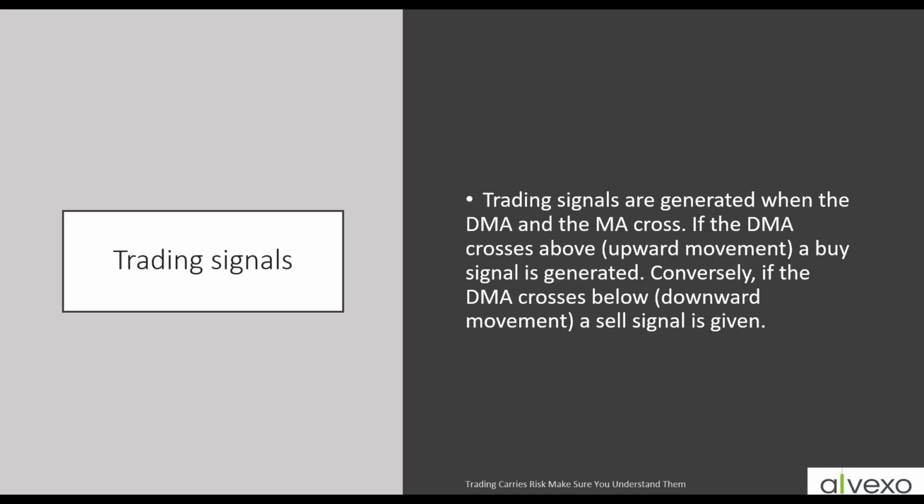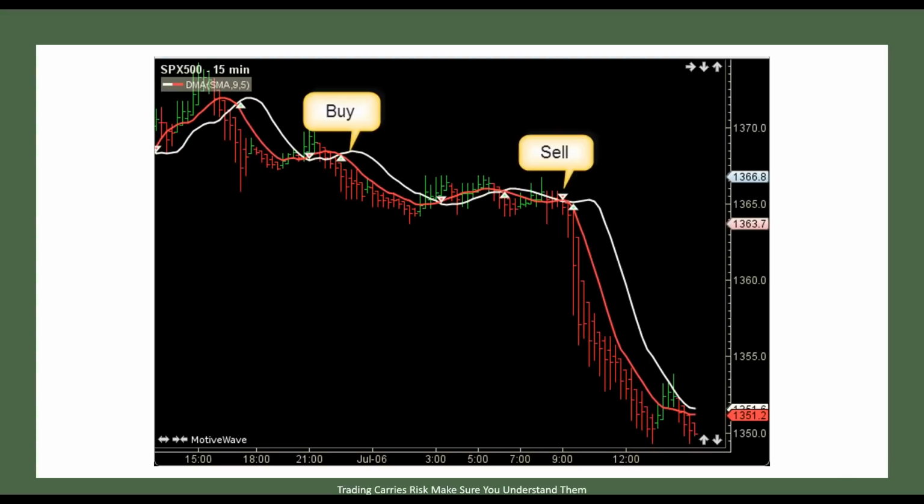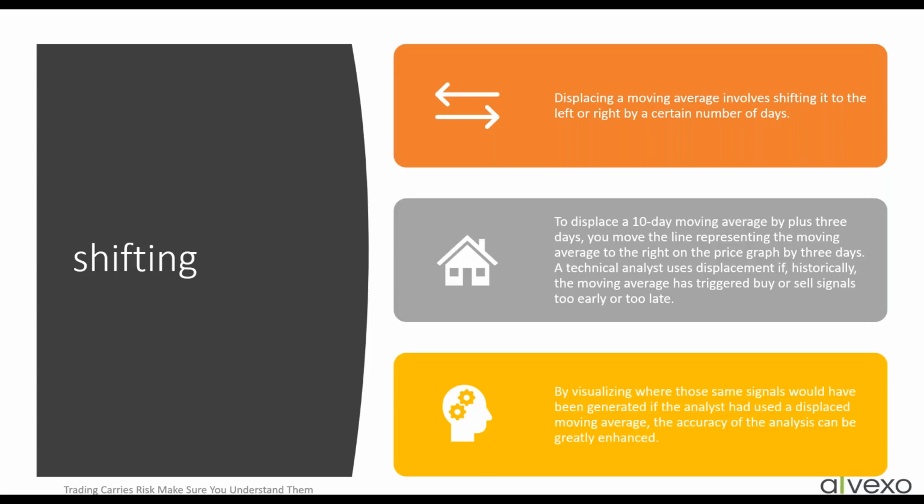Trading signals are also generated when the DMA and the MA cross. If the DMA crosses above, a buy signal is generated. Conversely, if the DMA crosses below, a sell signal is generated. That's a very simplistic strategy. And if the strategy you're using was always a moving average crossover strategy, all we're doing is, like I said, turning a lagging indicator into a leading indicator.